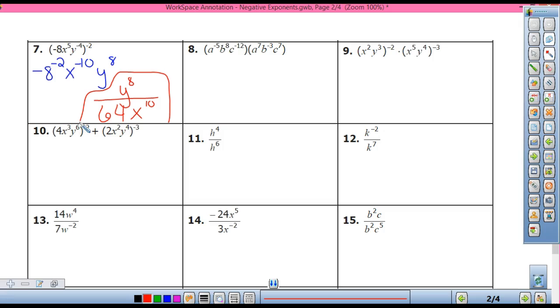Are you sure? Okay. Alright, so now, these guys, number 8, is there anything to distribute? No. So what are we going to do to the exponents? Add them. So a to the 2nd, b to the 5th, c to the -5th. So what gets to stay on top? A squared, b to the 5th gets to stay on the top. And where are we going to put the negative guy? On the bottom. Change that to make it positive.